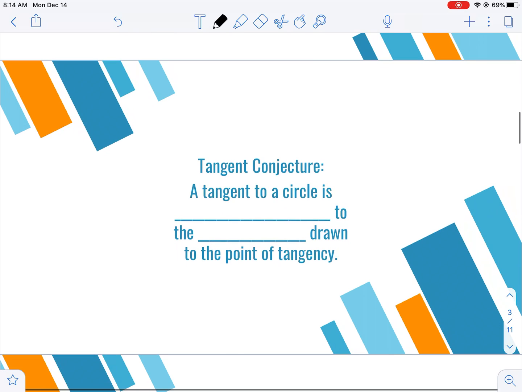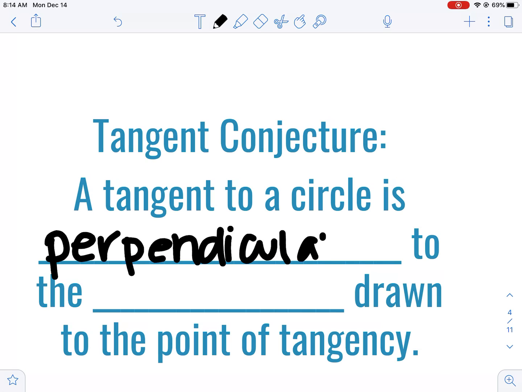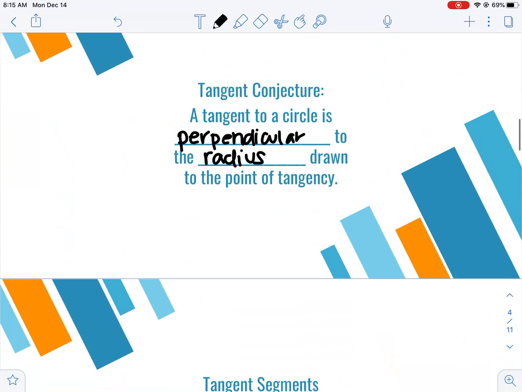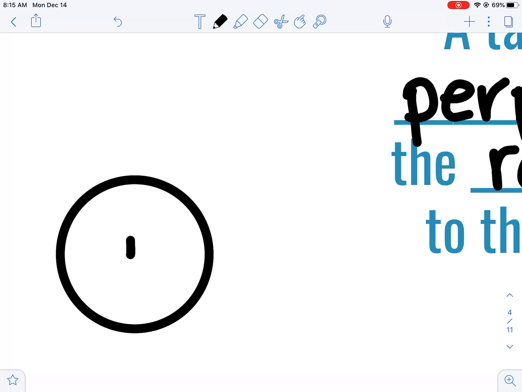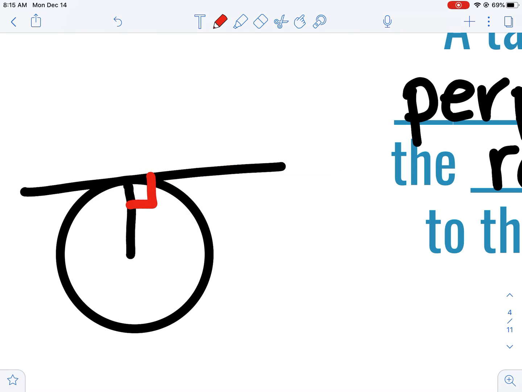So a tangent to a circle is always going to be perpendicular to the radius drawn to the point of tangency. It'll always meet at a 90-degree angle. A radius and a tangent, it's always a 90-degree angle, even if it's not marked as 90 degrees. The segments outside of the circle, so on this one we're just talking about, here's my circle. If I have a radius here and I have a tangent here, this is 90 degrees.